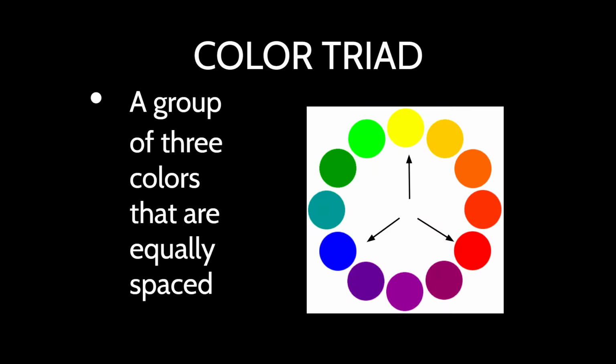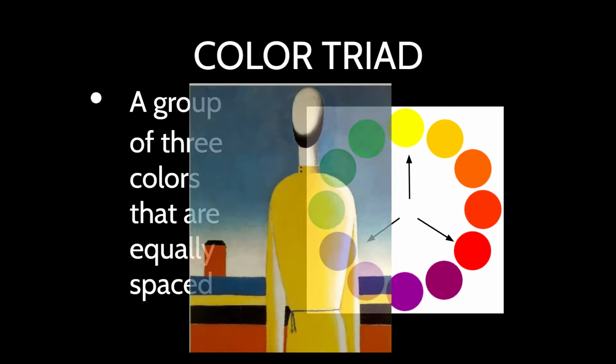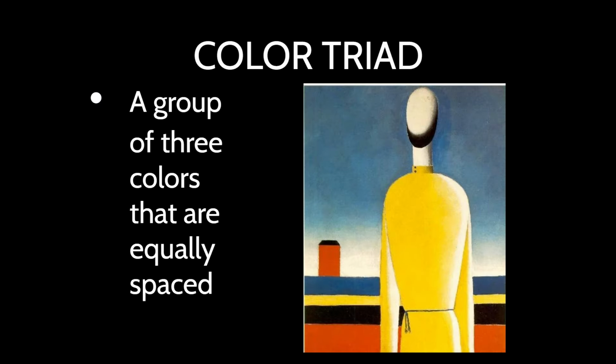A color triad is a group of three colors that are equally spaced along the color wheel. Here we're using the example yellow, blue, and red. That is a color triad. Of course, you can make this color triad using any three colors of your choice that are equally spaced out along the color wheel. Here's a great example of a painting using the color triad.